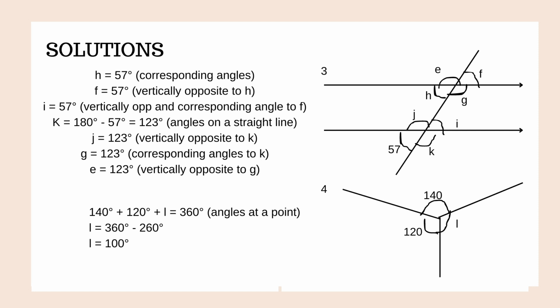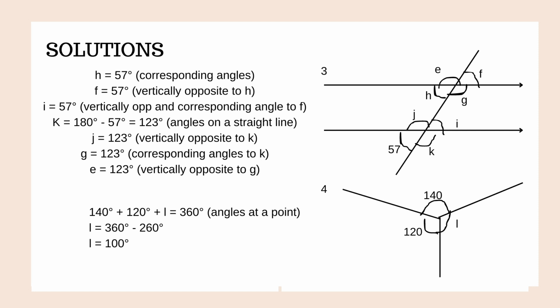Now let's identify them. My H is a corresponding angle to the 57 degrees, and then my F is vertically opposite to my H, so my F is also 57 degrees. My I is vertically opposite to the 57 degrees and is corresponding to the F, so my I is also 57 degrees. Now to get the value of K, K plus 57 sits on a straight line, and that sums up to 180 degrees. So my K is equal to 180 degrees minus 57 degrees, and that's 123 degrees.